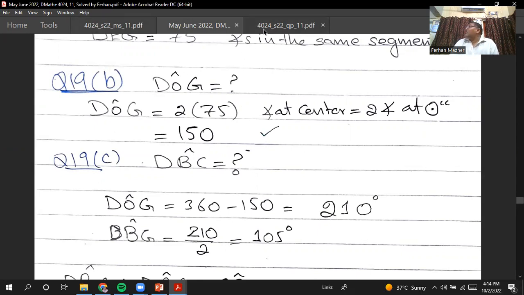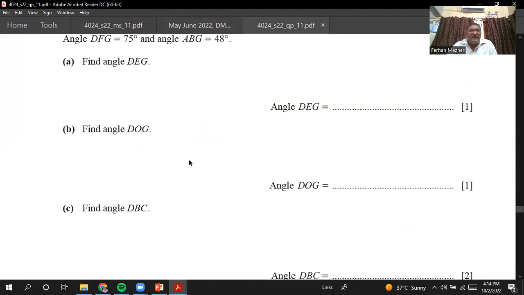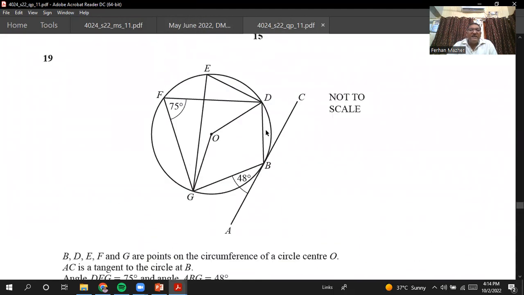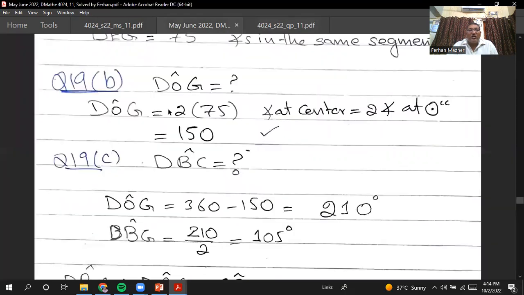It's the B part. Okay, so now we are going to the next part. He says find DBC. Okay, the strategy is very simple. I know this is 150. From 360, I will subtract 150. I will get this angle, the reflex DOG angle. So half of that angle will be this angle. Then this is a straight line. I know this angle, I know this angle, so I can find this angle. So let me show you how I have done this.